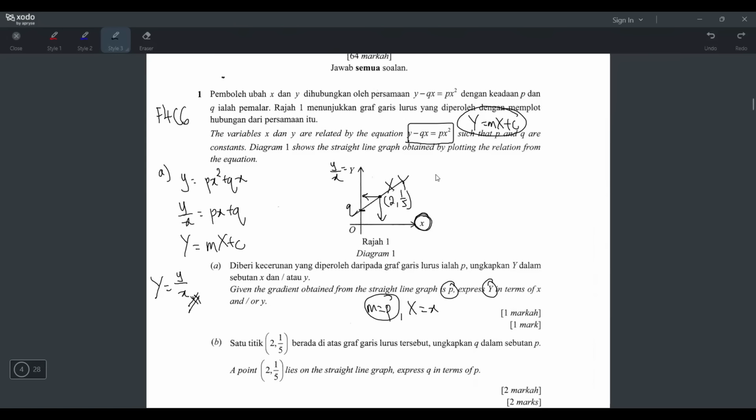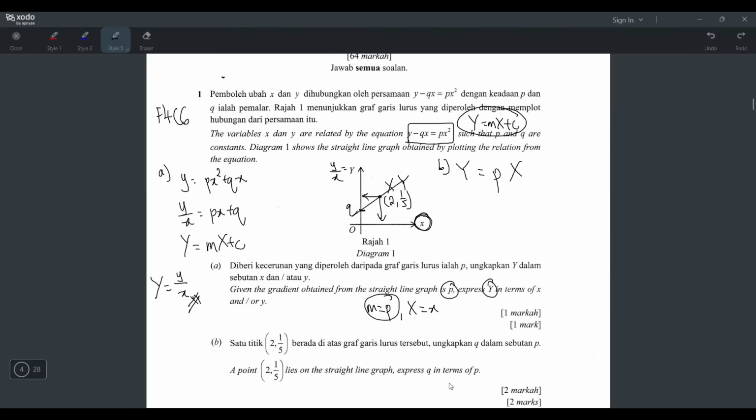Okay, so now I will do the B here. So let's write our equation first. But I will write it using the big Y and the big X because I want to sub this into the big X, big Y, not the small x, small y. If you sub small x, small y, then it's wrong. Okay, the gradient is P. So that's going to be, oh, the gradient I don't have.